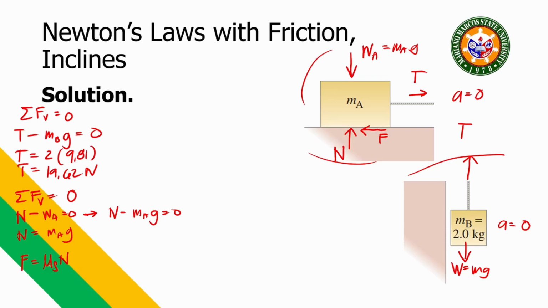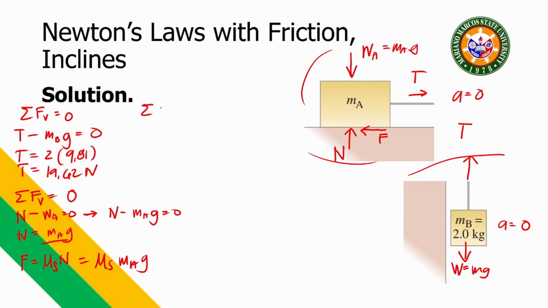So if this is mu s multiplied by N, F will be equal to mu s multiplied by, yung N natin is MAG, so mu s multiplied by MA times gravity. Yun yung ating force F. So now let us try to consider this free body diagram pa rin.